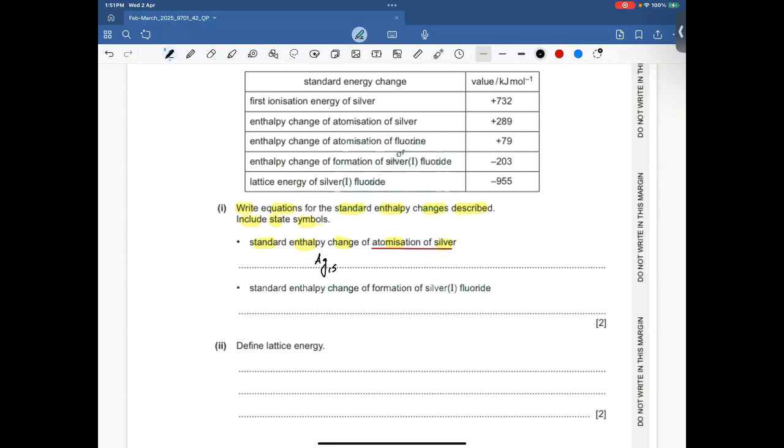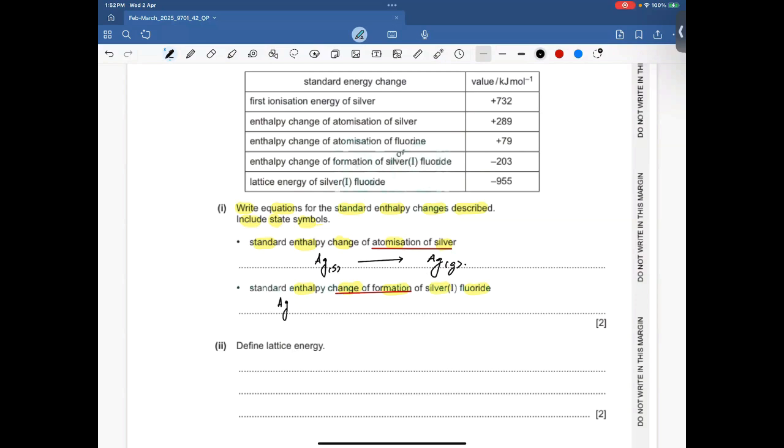So silver is solid at room temperature and pressure. If you provide energy, it will turn to 1 mole of gaseous silver atom. So 1 mole of gaseous atom is formed from its constituent elements in their standard states under standard condition. Now the next, standard enthalpy change of formation of silver 1 fluoride. So formation is 1 mole of compound is formed from its constituent elements in their standard state under standard condition.